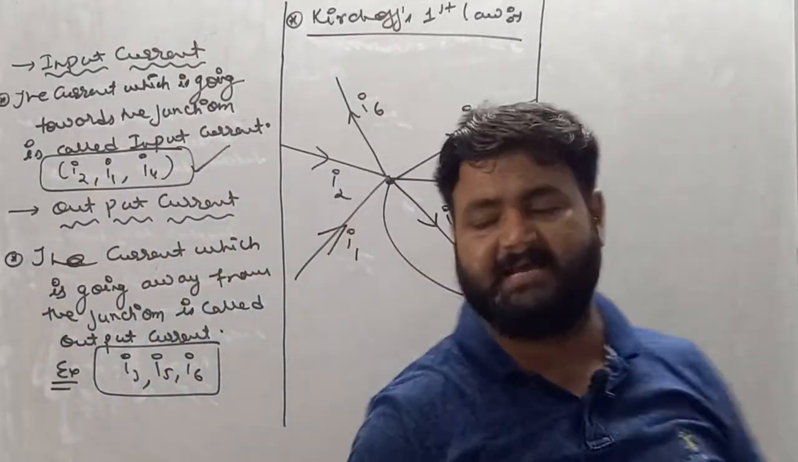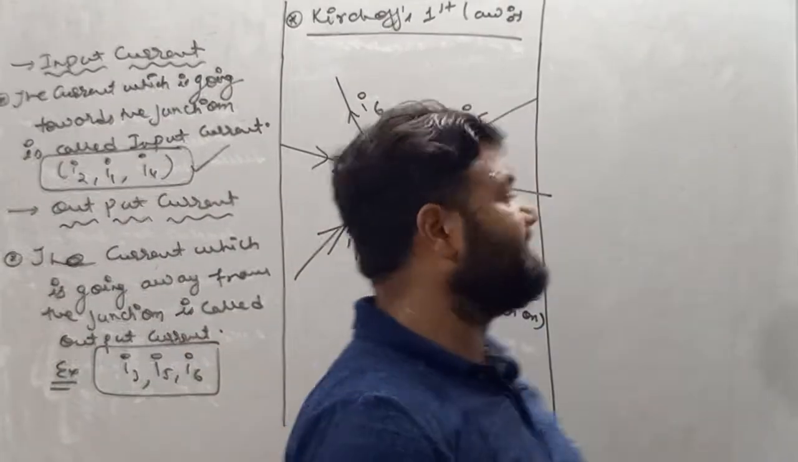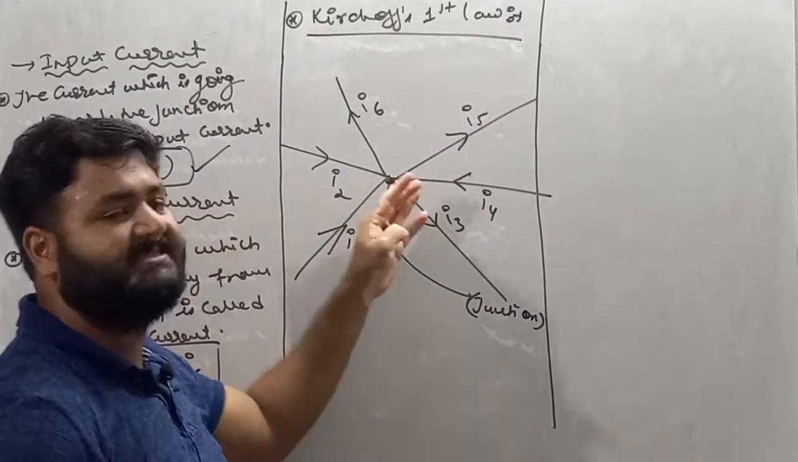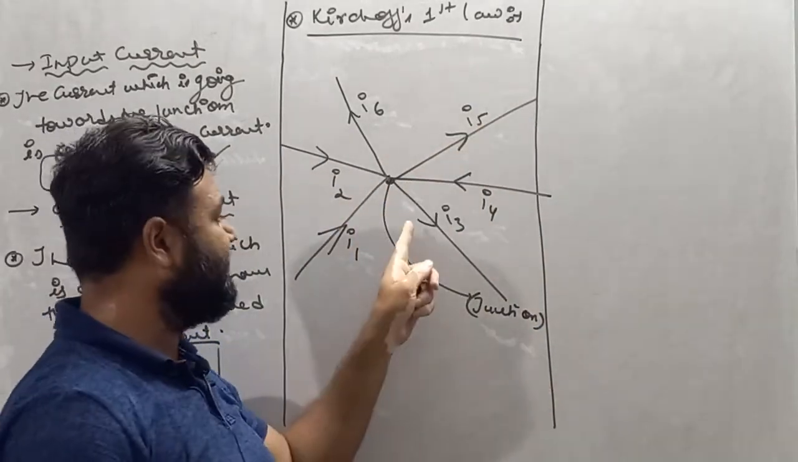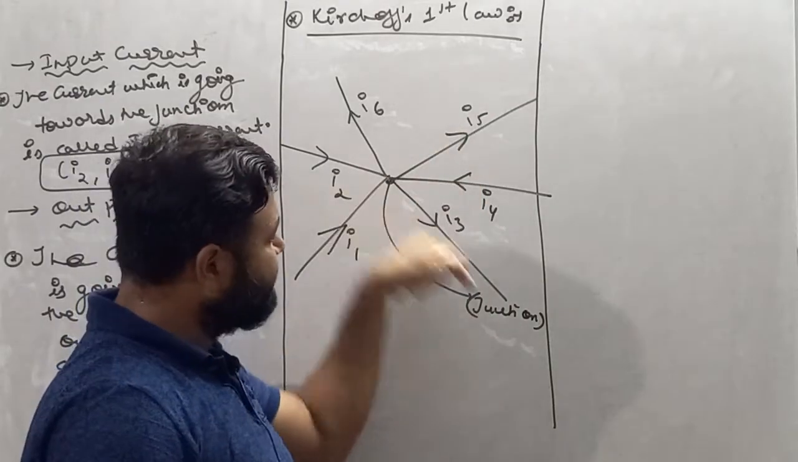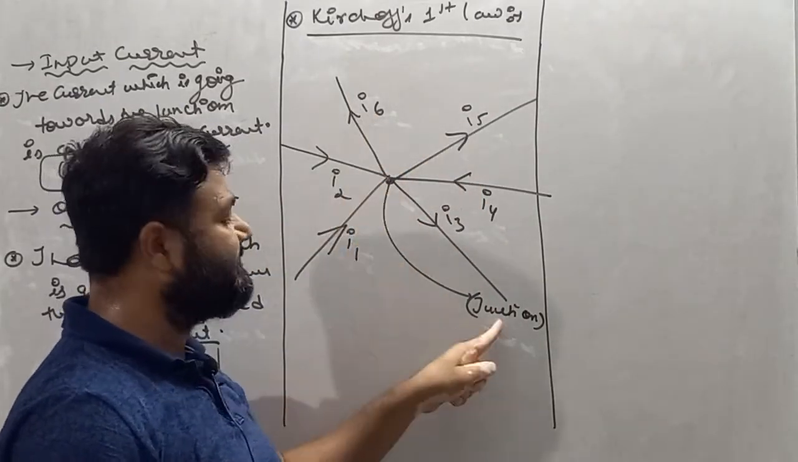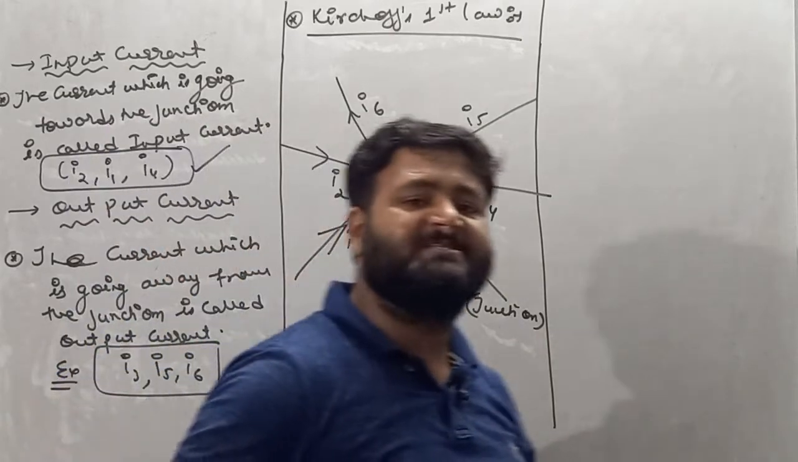Why are I3, I5 and I6 output current? Because these currents are going away from the junction. See the direction of the arrow? It is away from the junction, because this point is called the junction. Now see what the first law says.